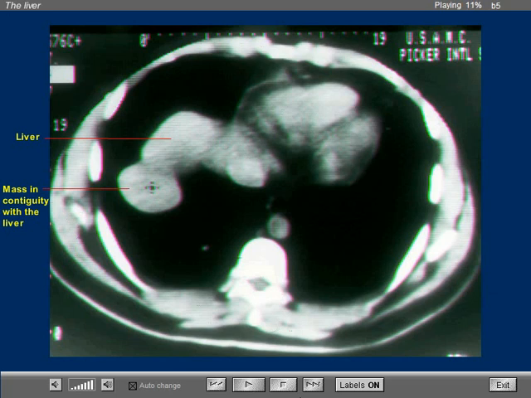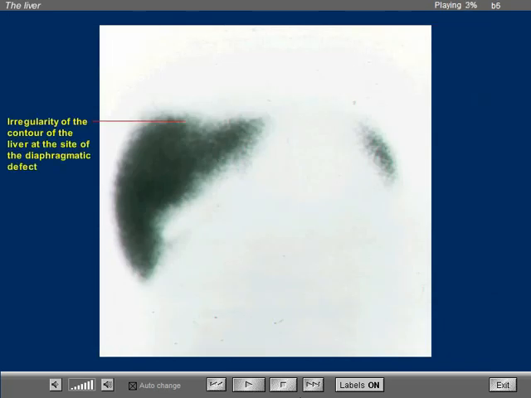A CT examination revealed the same appearance of the mass as it relates to the liver and the contiguity of the mass to the right lobe of the liver. A phagocytic liver scan shows some lack of homogeneity of the uptake at the level where the diaphragm had ruptured and liver had herniated. Remember that the lateral image on a scintigram may reveal liver tissue above the diaphragm that is not seen in the frontal projection.